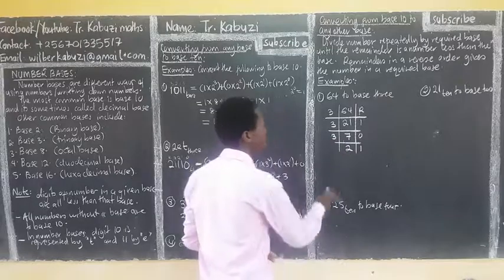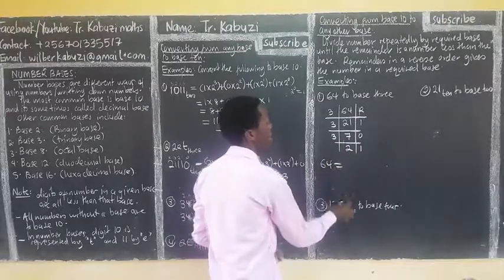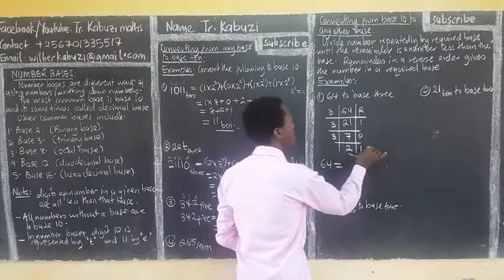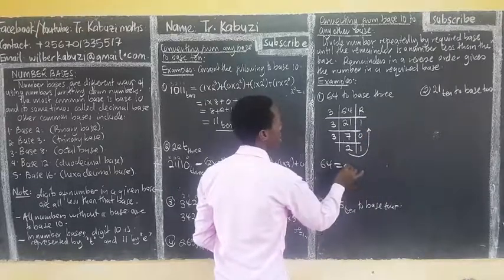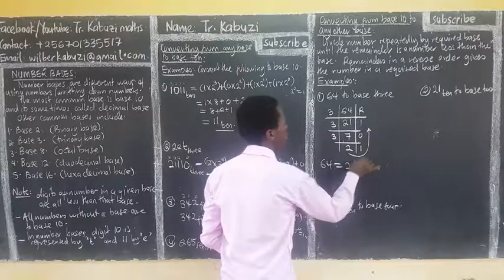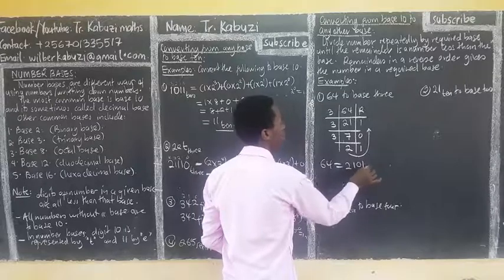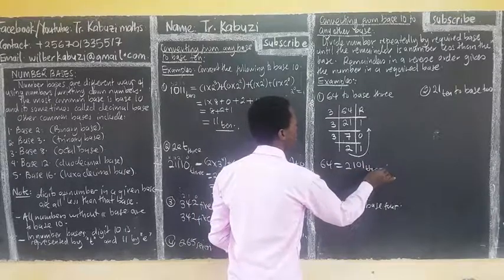There you stop. It means that now your 64 will be, you keep these remainders in reverse order like this. It will be now 2, 1, 0, 1. Now this will be in base 3.